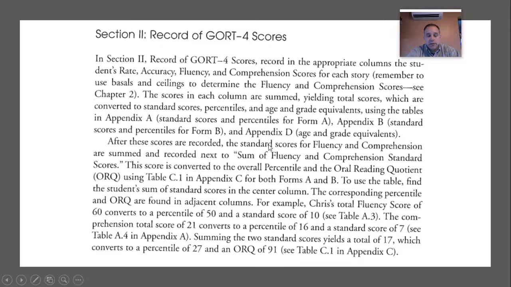Kind of like previous tests that we had already reviewed for the examples in our discussion board. Sum of fluency, comprehension standard scores, converted to overall percentiles, oral reading quotients. So, for example, they gave here Chris's total fluency score of 60 converts to a percentile 50, a standard score of 10. The comprehension total score of 21 converts to a percentile and a standard score. Sum the 2 standard scores for a total, and then convert that to a percentile of 27 and an oral reading quotient of 91.